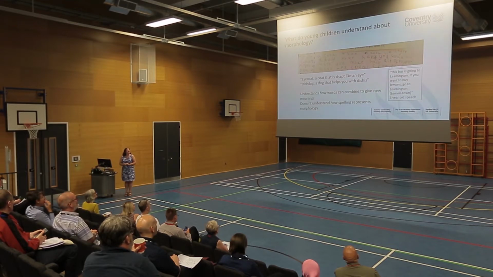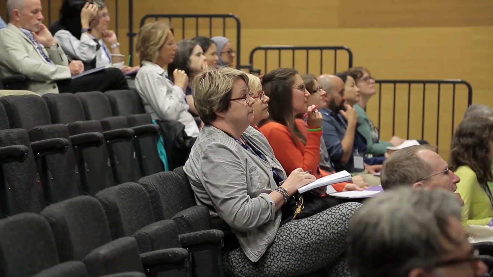So this is an exercise that my son had to do when he was 6, where he had to put 2 words together and work out what the meaning of the new word would be. So you can see he's got eye coat, a coat that's shaped like an eye, or dish dog, a dog that helps you do the dishes. So he can work, with compound words, even at 6, children are quite capable of working out how the compound word system works and what happens when you put words together.